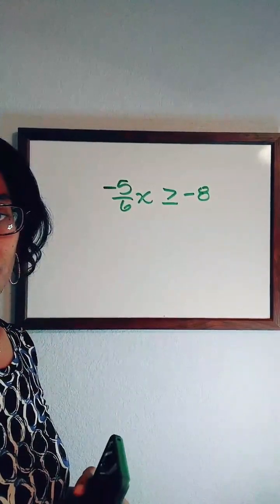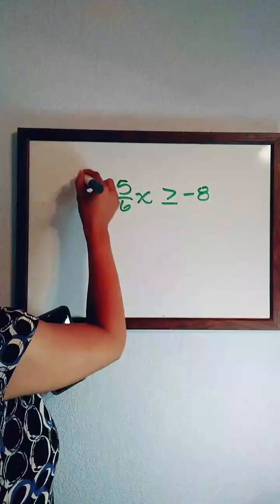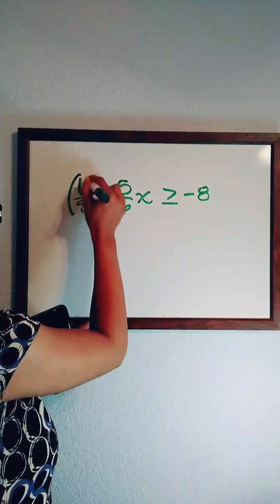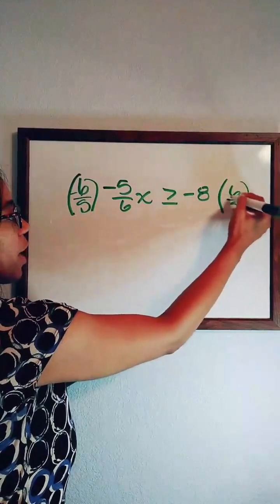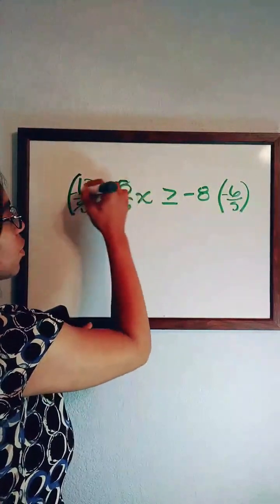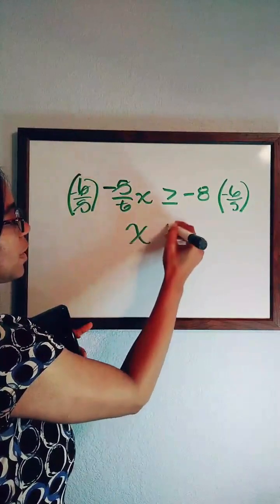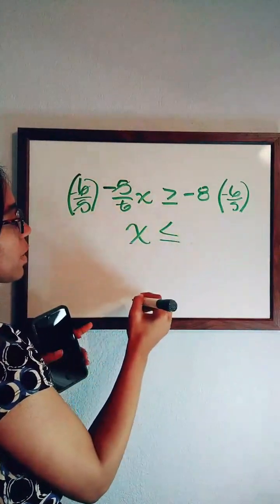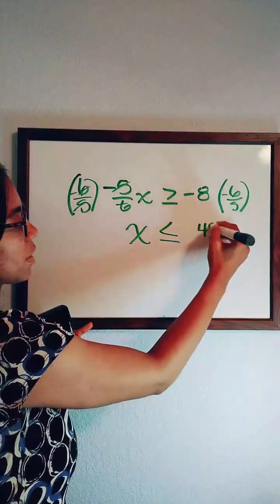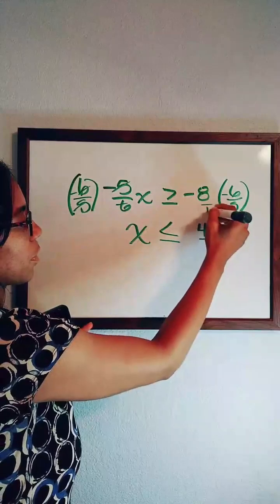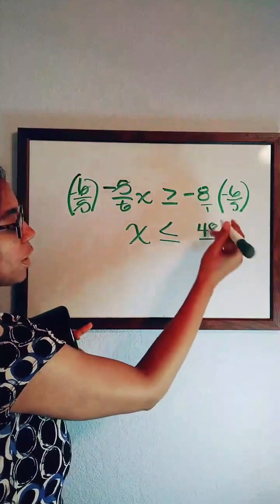Yep, very good. So we're going to multiply by negative 6 over 5 on both sides. This is all going to cancel out. It is a negative, so we have to flip the sign. Negative 8 times negative 6 is going to be positive 48. And then remember, there's always a 1 under every whole number, so that's going to be a 5.